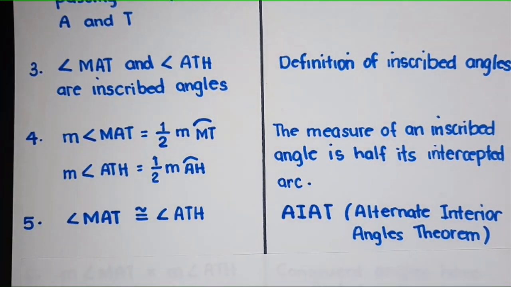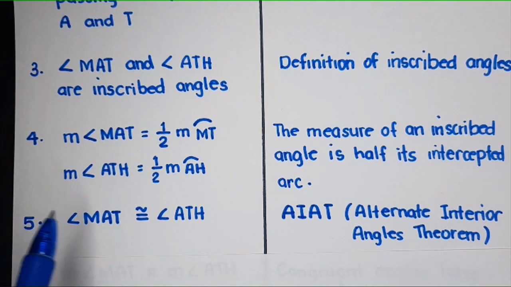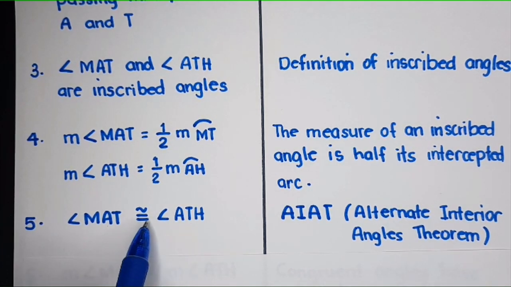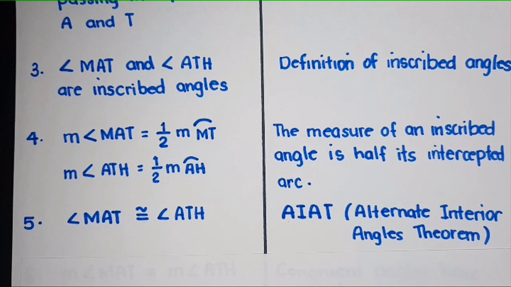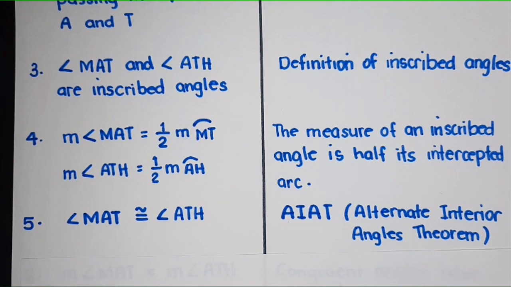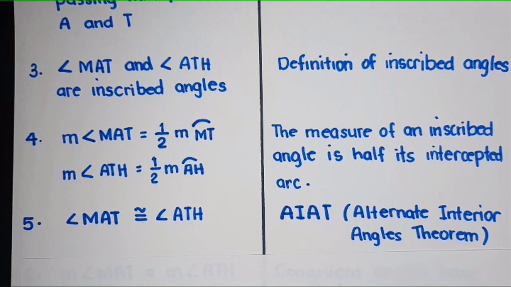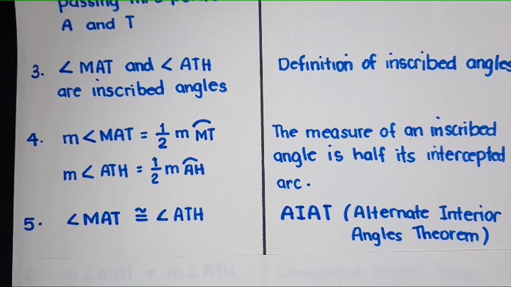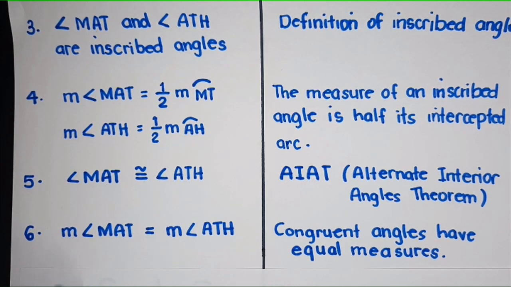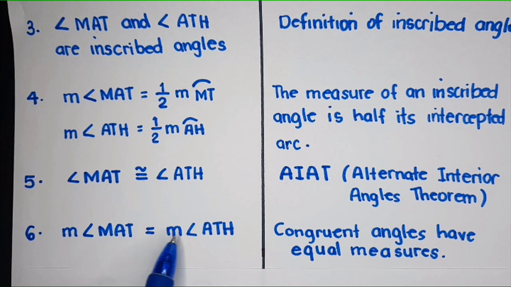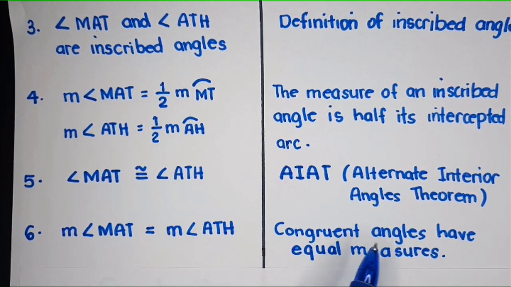The two inscribed angles are congruent, justified by the alternate interior angles theorem. I already explained that earlier. And then, if two angles are congruent, of course, they measure the same. That's why this is our sixth statement: their measures are equal because congruent angles have equal measures.